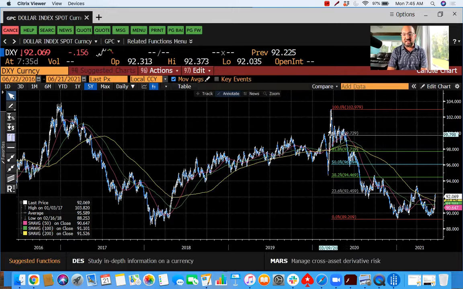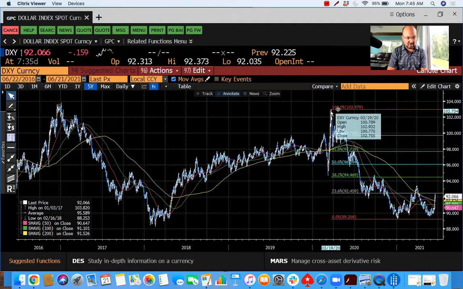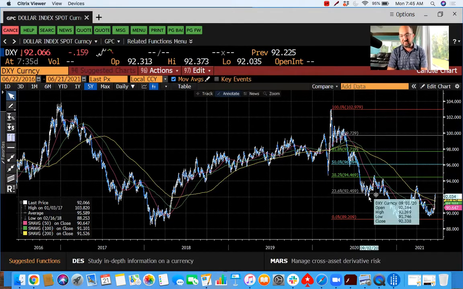Just remember back in 2020, when COVID struck, we went from the mid 90s to boom, up to almost 103, give or take. And that was like a 7% move in the dollar index.